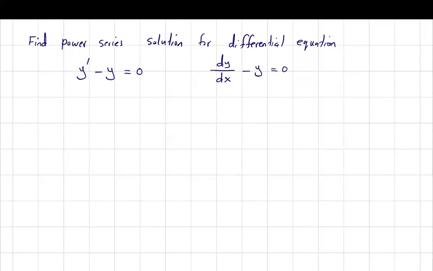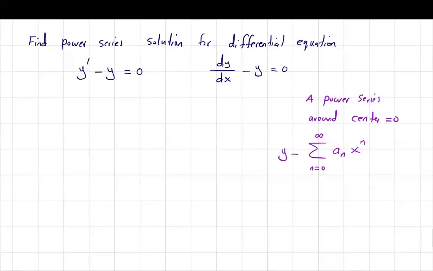What is a general definition of a power series? A power series around the center 0 is defined as the summation of a_n x to the n, starting from 0 and going to infinity. This is the general form of the solution: y equals the summation of a_n x to the n. Now, we need to find the derivative of this power series and plug that in.